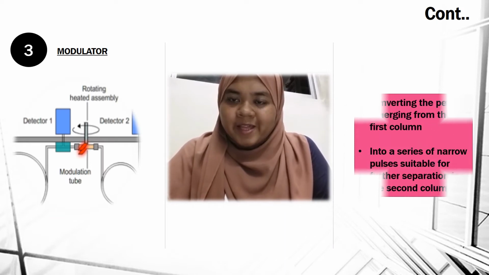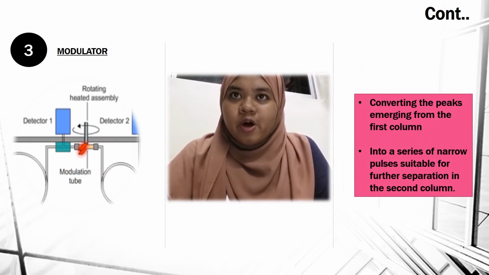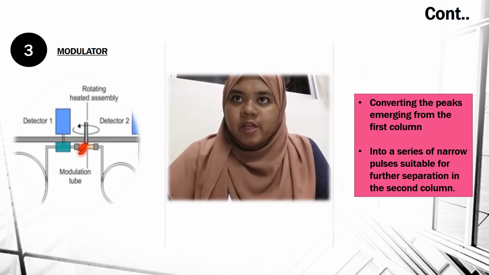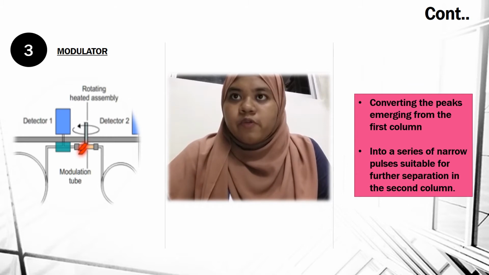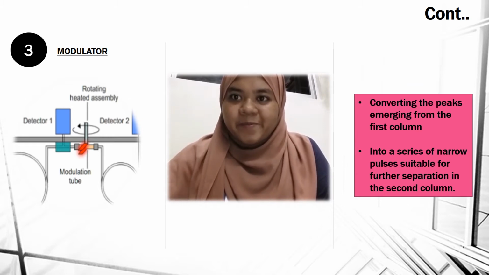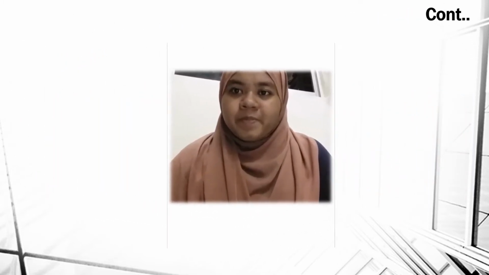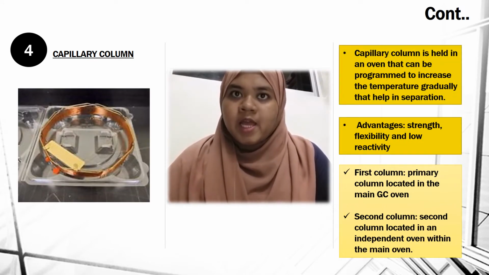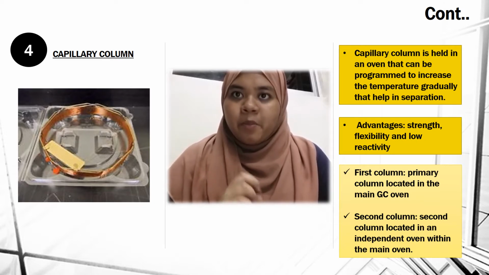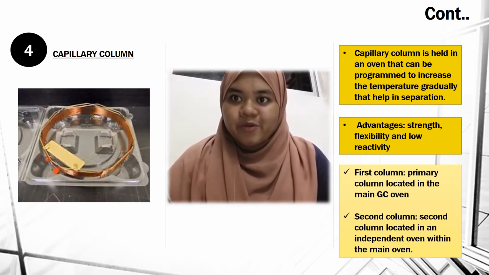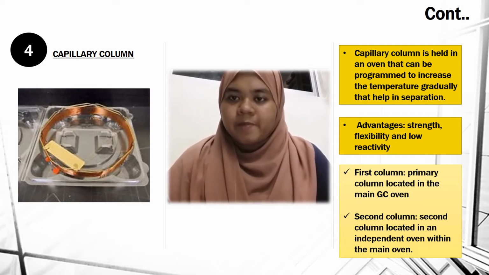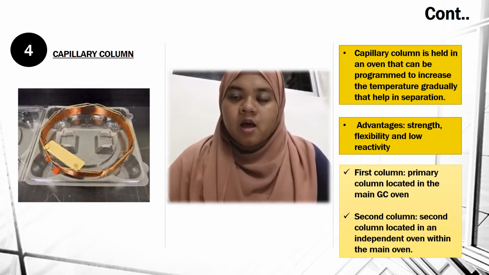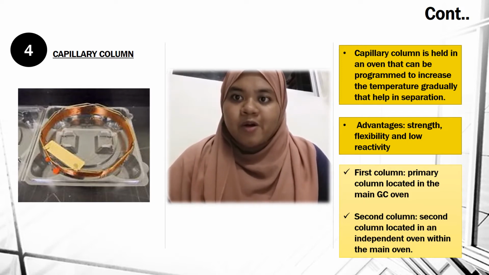Now about the modulator. The function of the modulator is to convert the peak from the first column into a series of narrow pulses suitable for further separation in the second column. Lastly, about the capillary column. The capillary column is located in an oven that can be programmed to increase the temperature gradually, which helps in separation. The characteristics of the capillary column are strength, flexibility, and low reactivity.